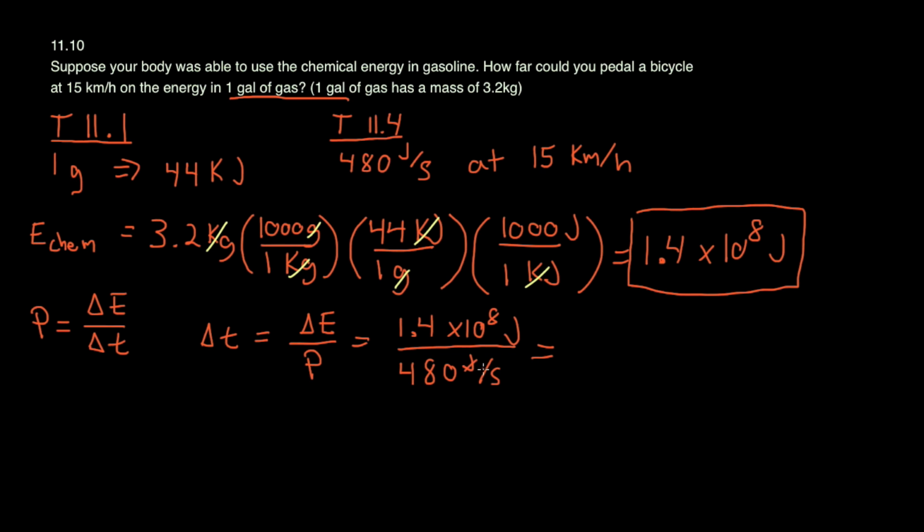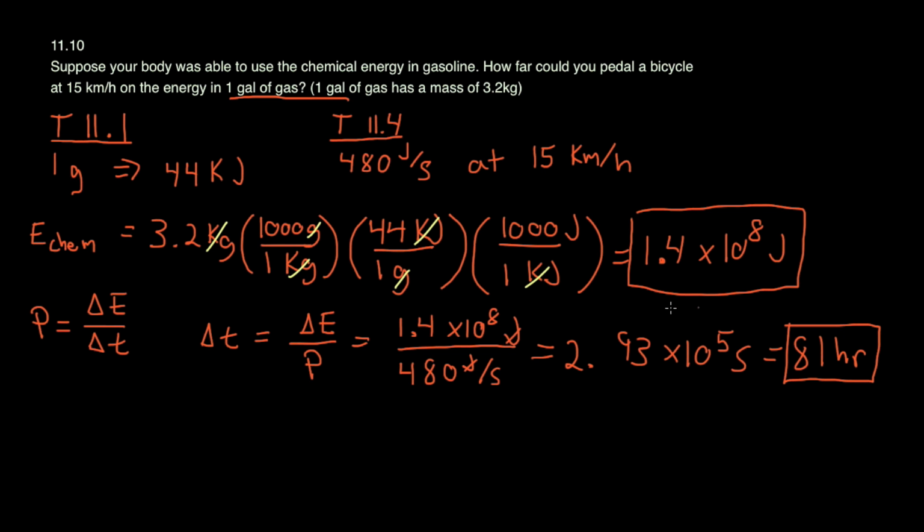And so the joules are going to divide out, and we're just left with seconds. And this turns out to be 2.93 times 10 to the 5th seconds. And so this comes out to roughly 81 hours. So that's how long we can go, essentially burning 480 joules per second.